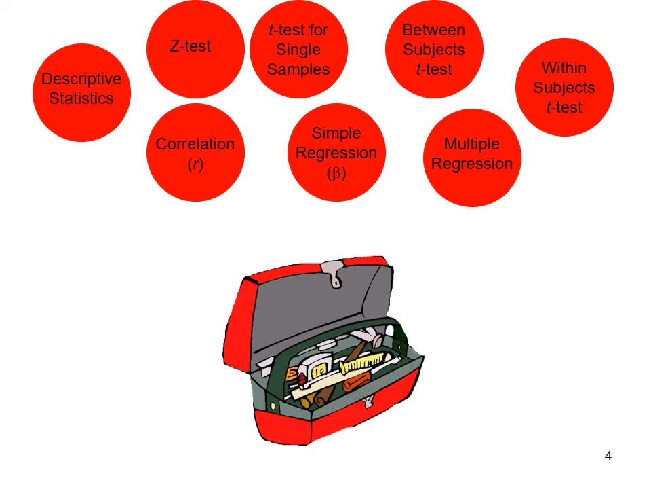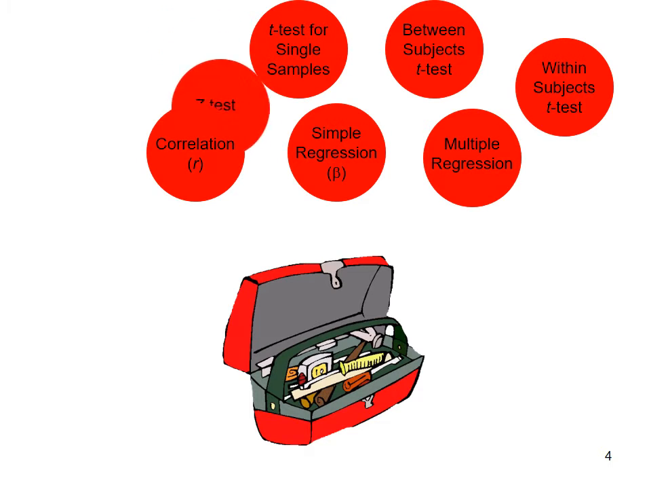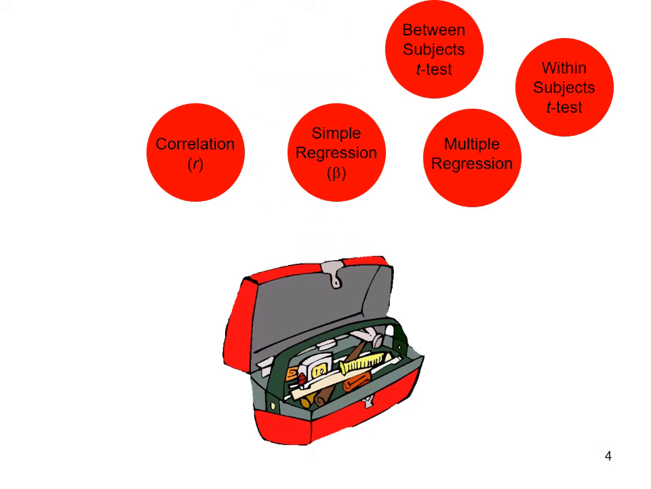So, wrapping up here, what we've now done through this class is we've talked about descriptive statistics, means, standard deviations, and also how to determine if we have normal distributions, and to also look for outliers and other problems such as skewness and kurtosis. We've talked about z-tests and t-tests for single samples, so basically situations where we have a single measurement, a single continuous variable, but we're wanting to compare it to a known value.